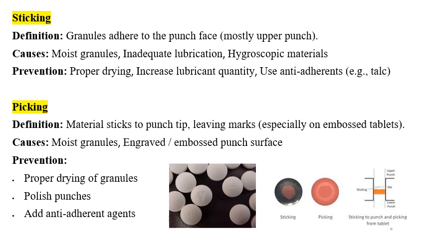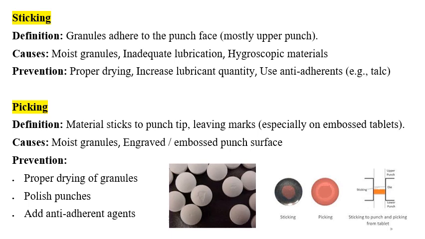Picking means material sticks to the punch tip, leaving marks, especially on embossed tablets. Causes are moist granules and an engraved and embossed punch surface. So mainly picking you can observe when the punches are with embossing. That time mainly you can find the picking problem. Prevention is to have the proper drying of the granules, polish the punches, and add anti-adherent agents.